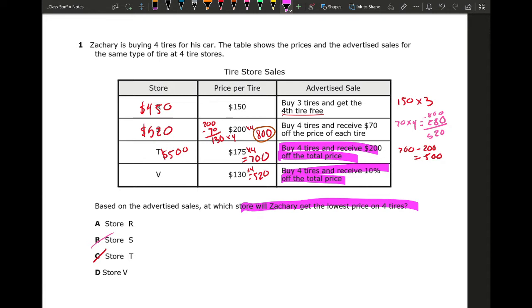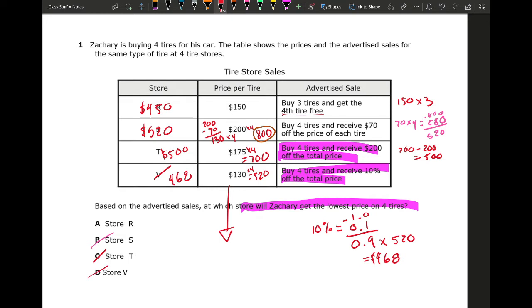There are different ways to do the markdown. So I'm going to bring this down over here. To find the markdown, you convert the percent to a decimal, subtract from one, and then multiply by the total. So 10% is equal to 0.1. We're going to subtract that from one, and we get 0.9, or 0.90. And then we can multiply that times 520. So 520 times 0.9 gives you $468, which is still more than the first store.